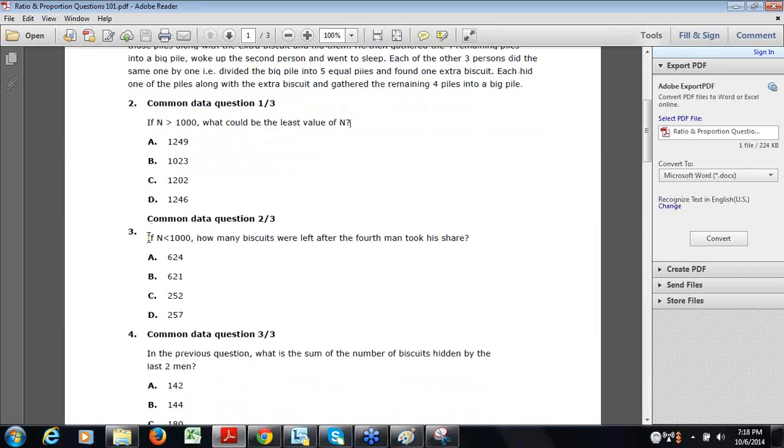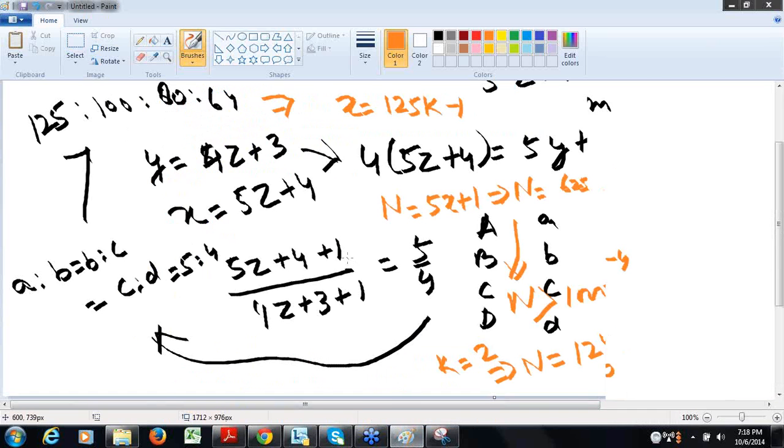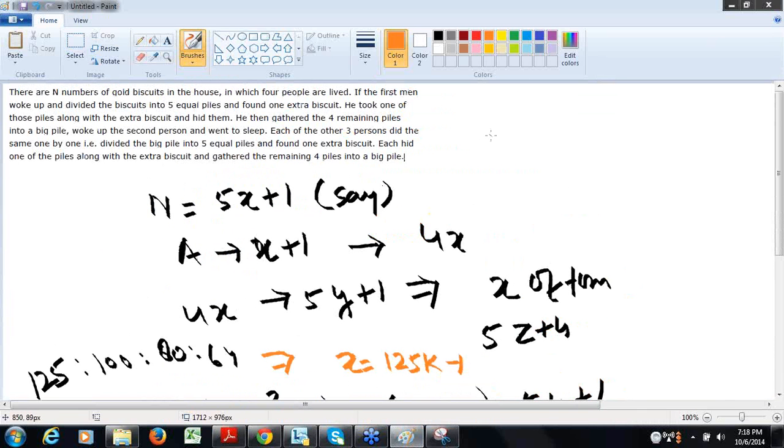Next question is, if n is less than, okay, let me explain once again. See, suppose n is equal to 5x plus 1. Okay. A took how many biscuits? x plus 1. So what is left? 4x. 4x biscuits were left. Now 4x has to be of the form 5y plus 1, because again it has to be divided into 5 equal piles. So it has to be of the form 5y plus 1.